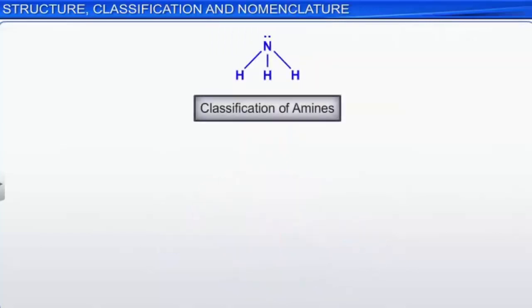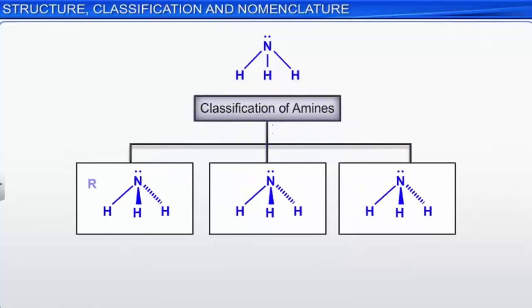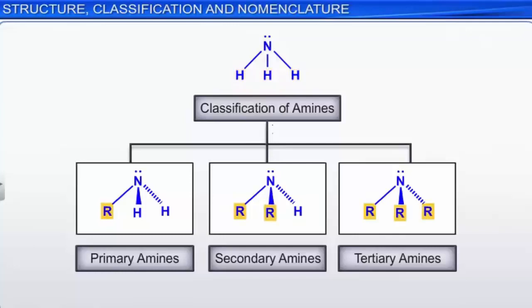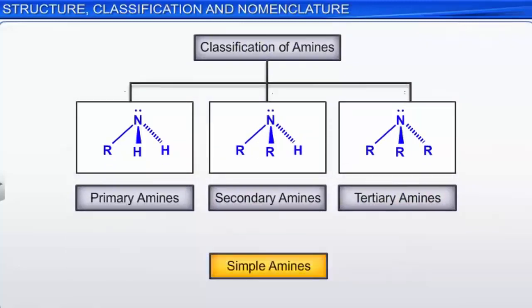Depending upon the number of hydrogen atoms replaced by alkyl or aryl groups in the ammonia molecule, amines are classified into 3 types. They are primary, secondary, and tertiary. The replacement of 1, 2, and 3 hydrogen atoms of ammonia with 1, 2, and 3 alkyl or aryl groups yields primary, secondary, and tertiary amines respectively. Amines are called simple amines when all the alkyl or aryl groups are the same, and mixed amines when they are different.